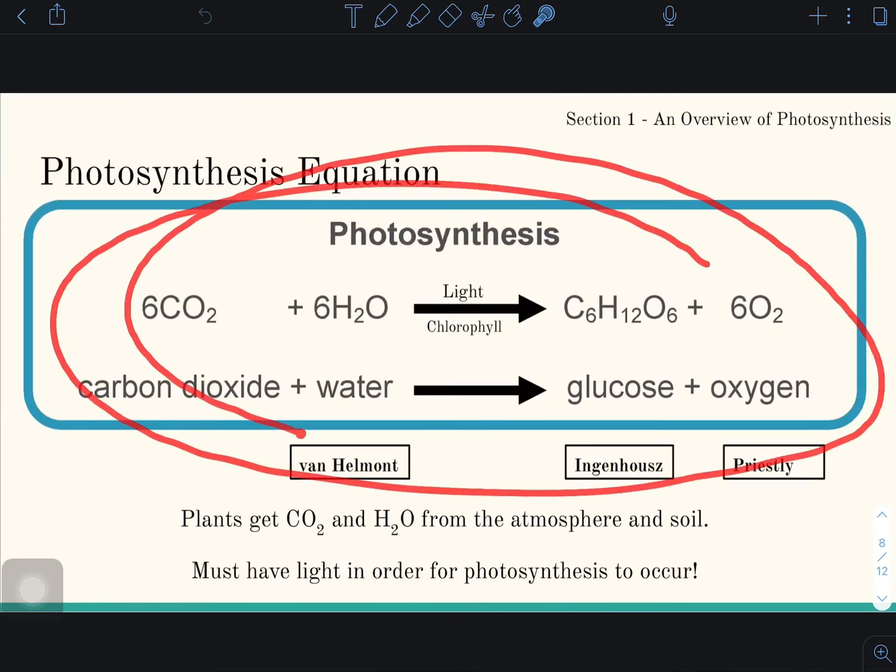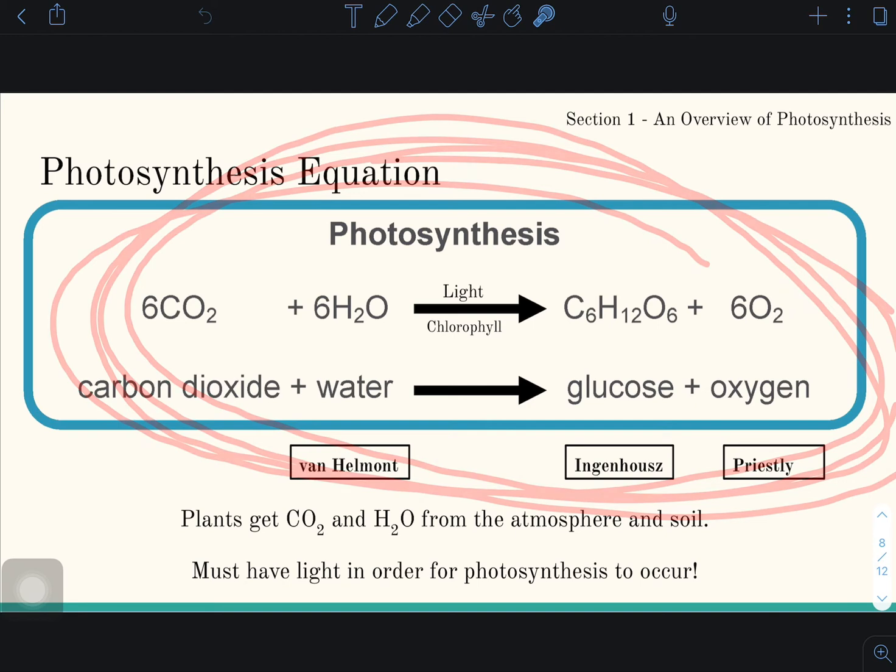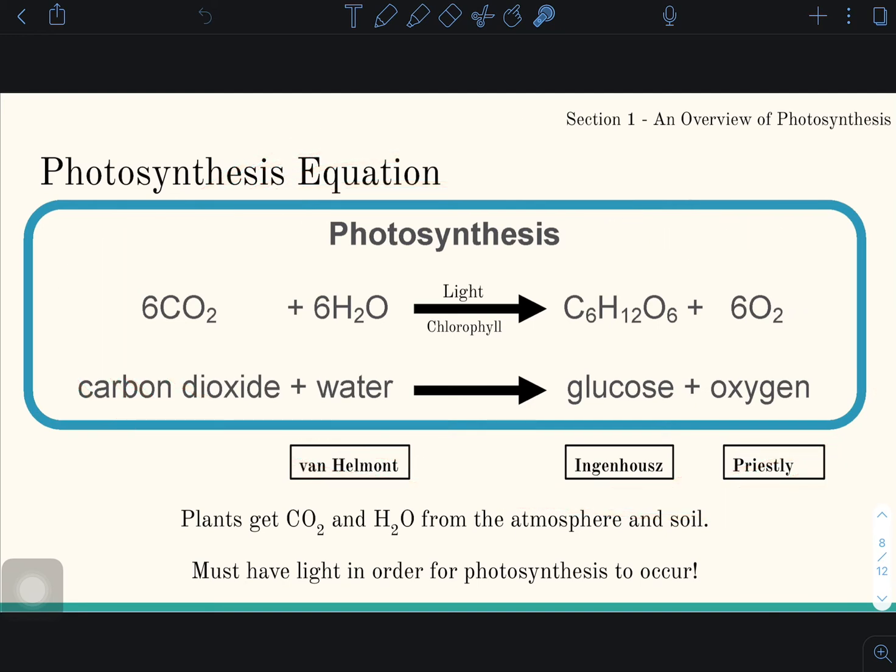This is an important equation. This is what you need to know. You need to know the balanced chemical equation of photosynthesis. Okay, so what do plants need? Well, they need carbon dioxide and they need water in order to live. And through the process of photosynthesis, in the presence of light energy from the sun, they produce glucose and oxygen. So carbon dioxide, water, and light produce glucose and oxygen.